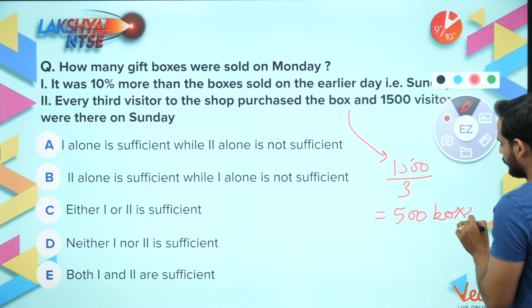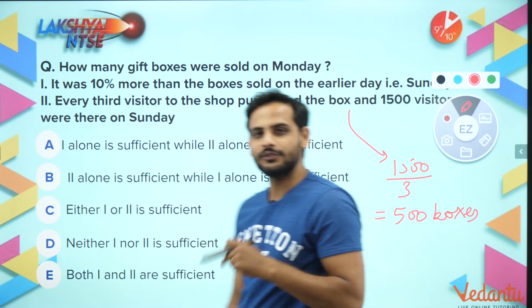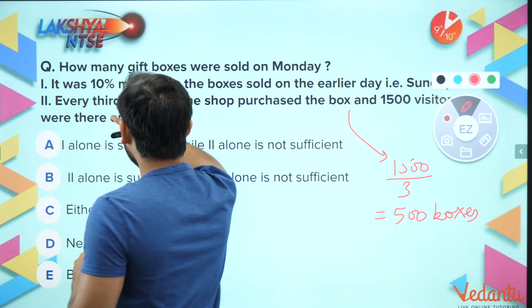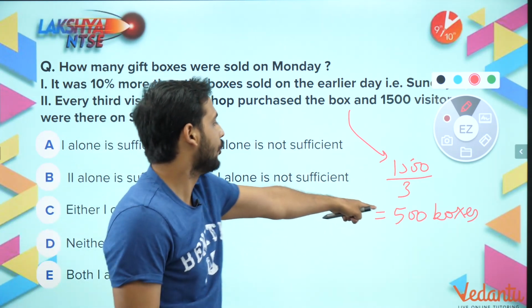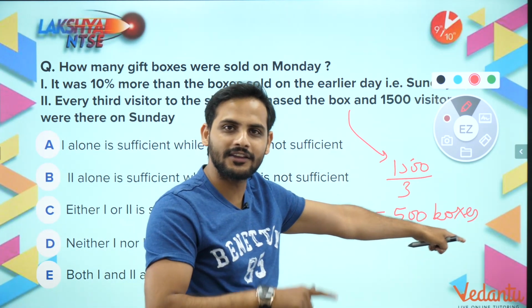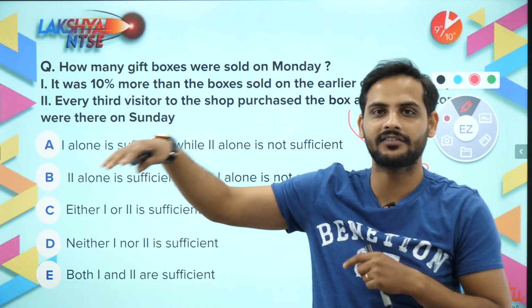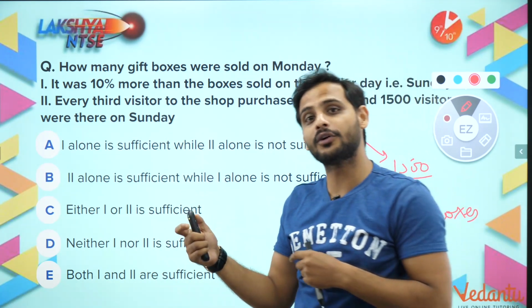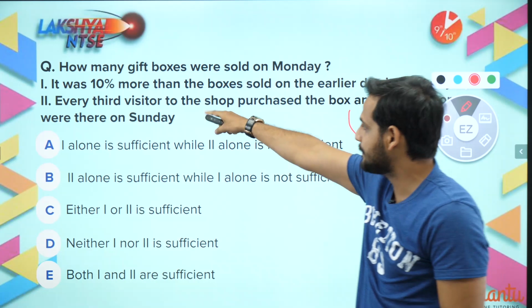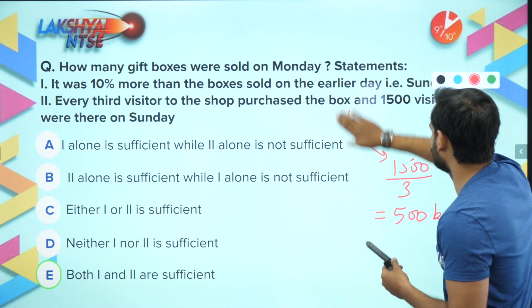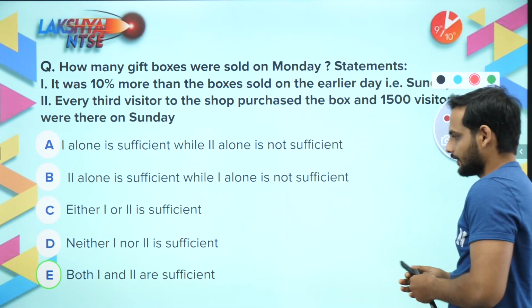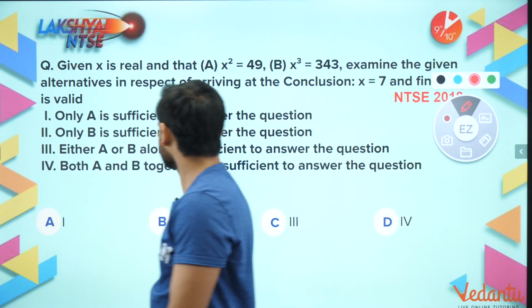Now even if you have only information 2, still you will not be able to get the answer from Monday, because once you know that on Monday there were 10% extra of 500, then only you'll say 500 plus 10% of 500 extra, which is 50. So 550 boxes were sold on Monday. That means you need both the information 1 and 2. So the correct answer will be both 1 and 2 are sufficient. Okay, let's move to the next question.